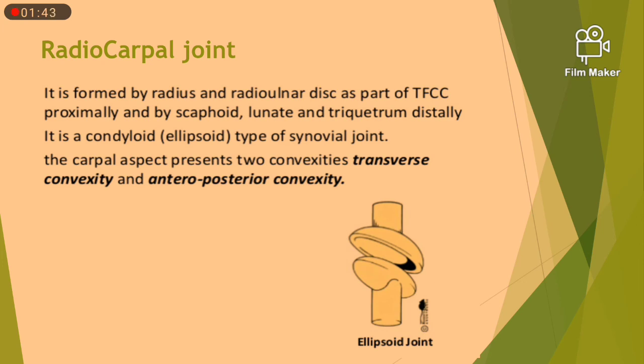Now the radiocarpal joint: the ulnar disc, here you can see in a schematic formation, the radioulnar disc as part of the TFCC. We will later discuss what the TFCC is. It is bounded by the radius proximally and by the scaphoid, lunate and triquetrum distally. It is a condyloid or ellipsoid type of synovial joint. The carpal aspect presents two convexities, a transverse convexity and an anteroposterior convexity. Here you can see both convexities.